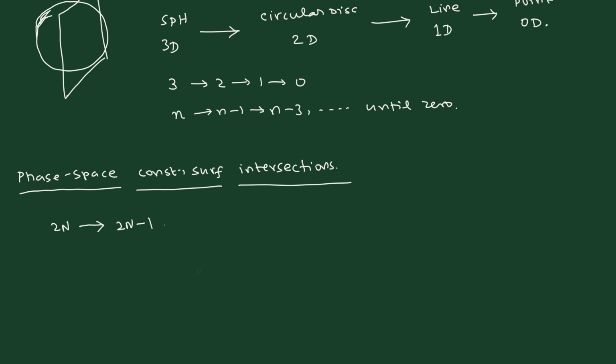And if you bring one more level surface and make the intersection, then we will have 2n minus 2, and so on. Every time, one dimension will reduce, and ultimately this goes to 0. That is the meaning. Each arrow which I have shown here shows the process of intersection by a level surface.